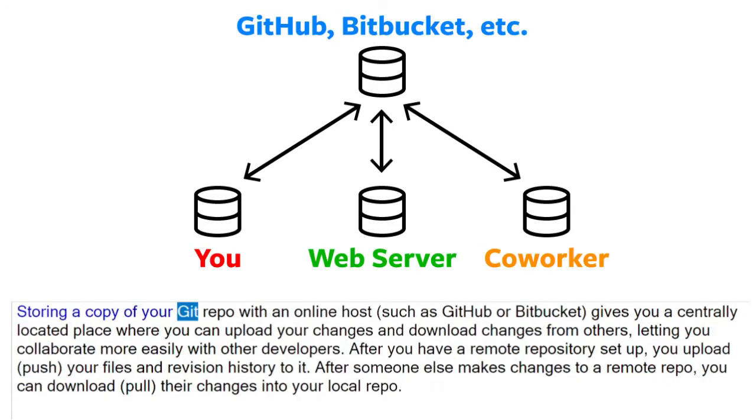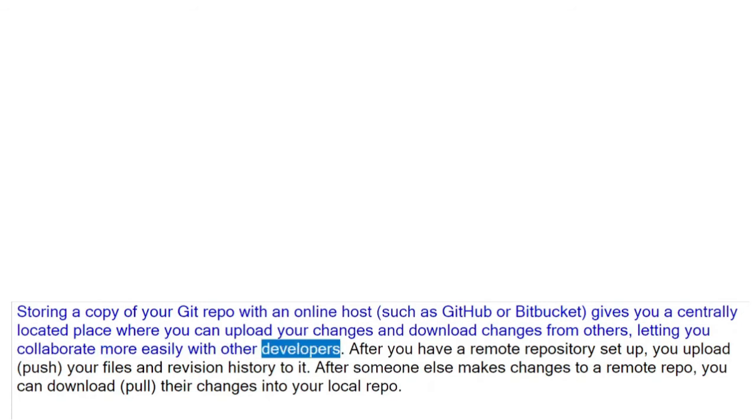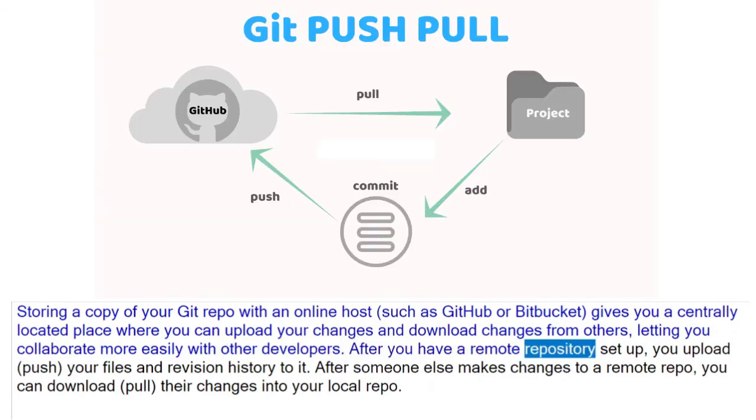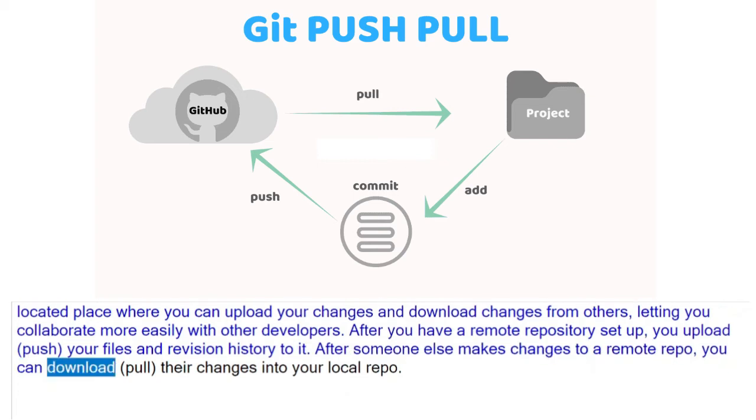Storing a copy of your Git repo with an online host, such as GitHub or Bitbucket, gives you a centrally located place where you can upload your changes and download changes from others, letting you collaborate more easily with other developers. After you have a remote repository set up, you upload, push your files and revision history to it. After someone else makes changes to a remote repo, you can download, pull their changes into your local repo.